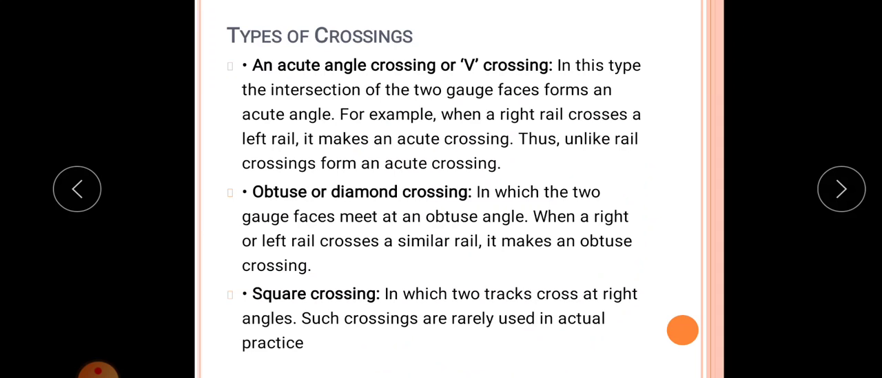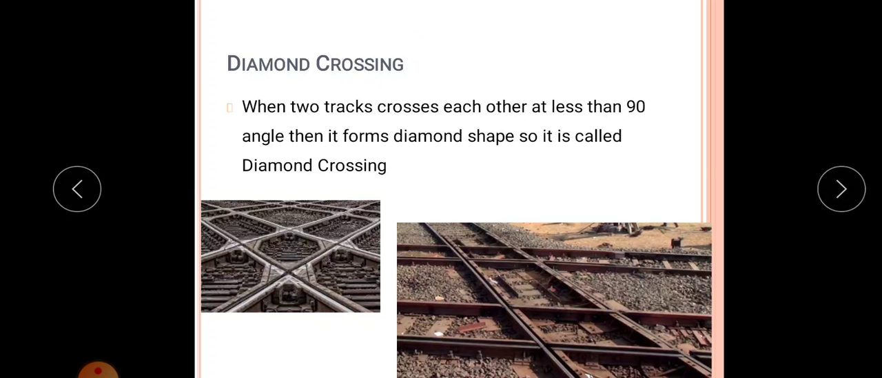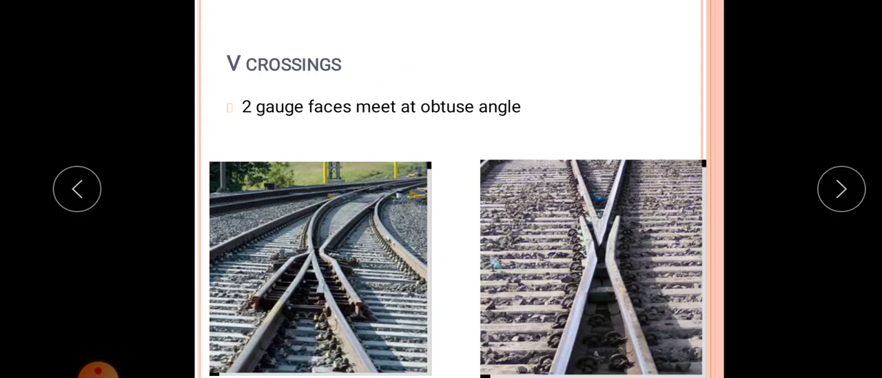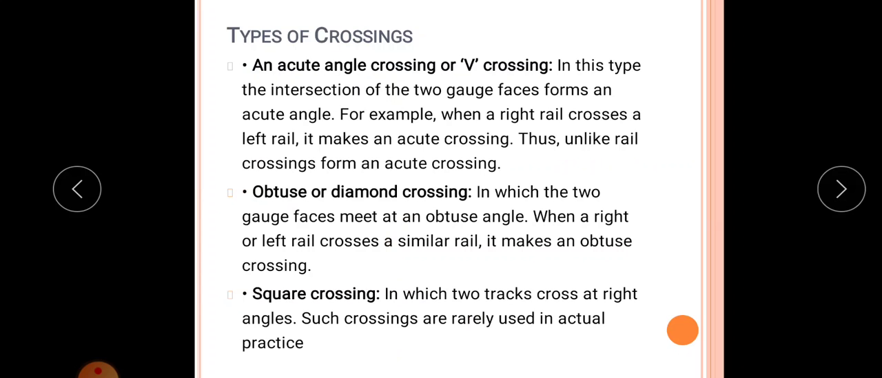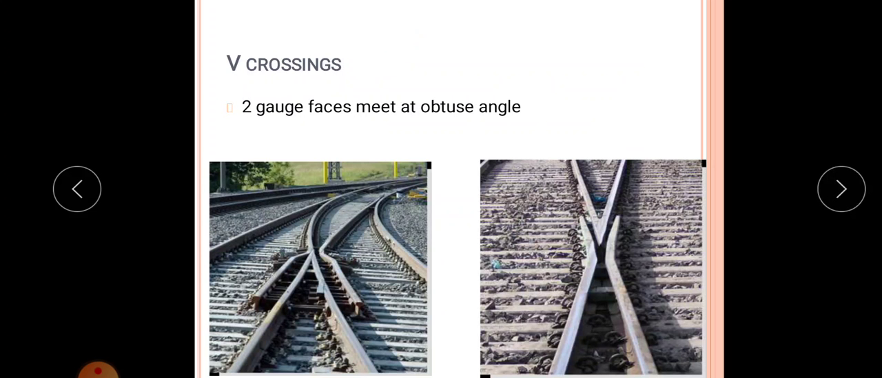So next are the types of crossing. The first one is the acute angle crossing or V crossing. In this type the intersection of the two gauge faces forms an acute angle. This is an example of V crossing. So it is known as acute angle crossing or V crossing. When a right rail crosses a left rail, it makes an acute crossing. Thus, unlike rails form an acute crossing. So this is an example of acute crossing or V crossing, where the angle is acute.